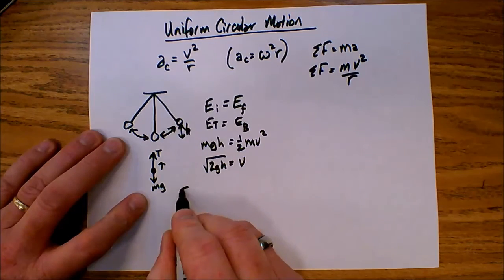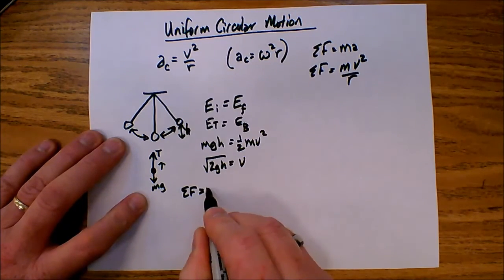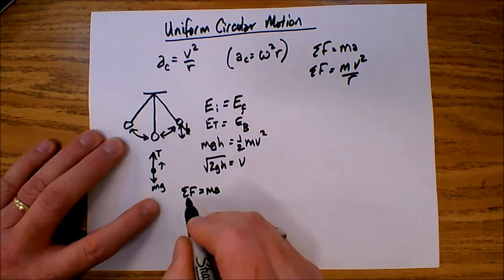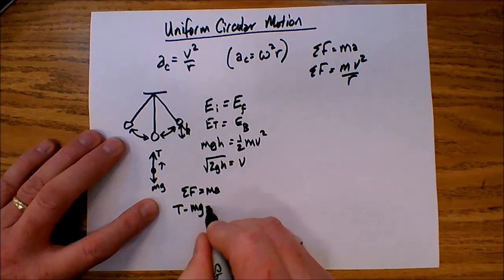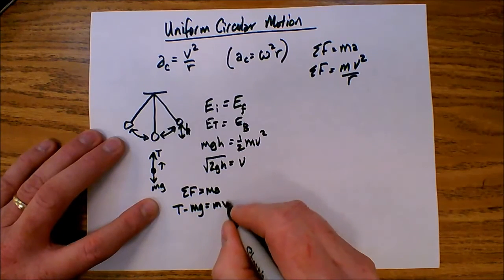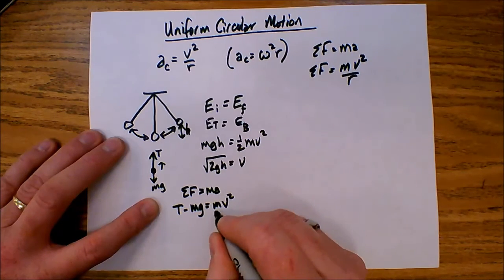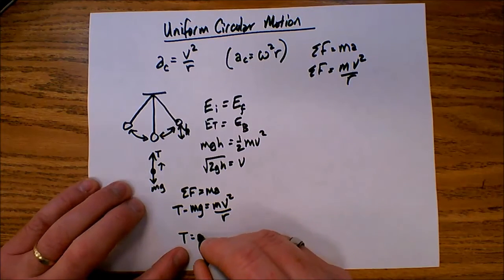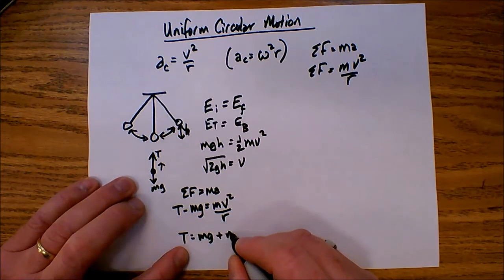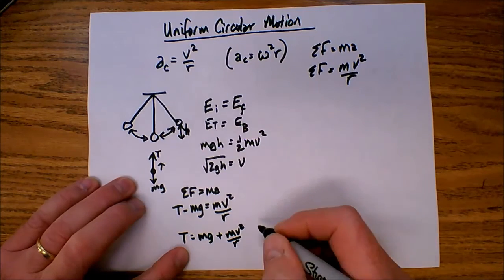So here I'm going to take net force equals mass times acceleration. The net force, because it's accelerating up, is going to be T minus mg. That will equal m times a, in this case m times v squared over r. So the tension is going to equal mg plus mv squared over r, just adding the mg to both sides.